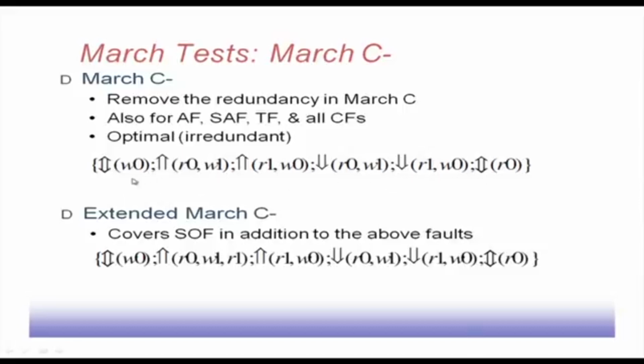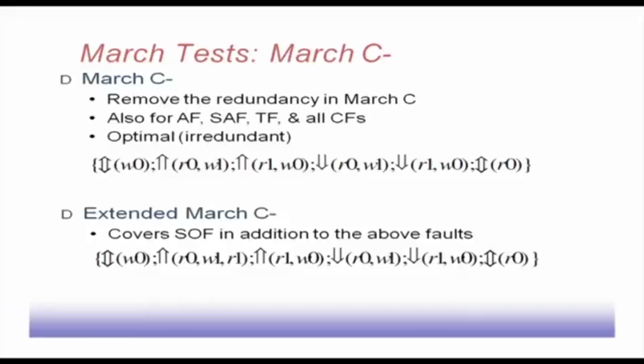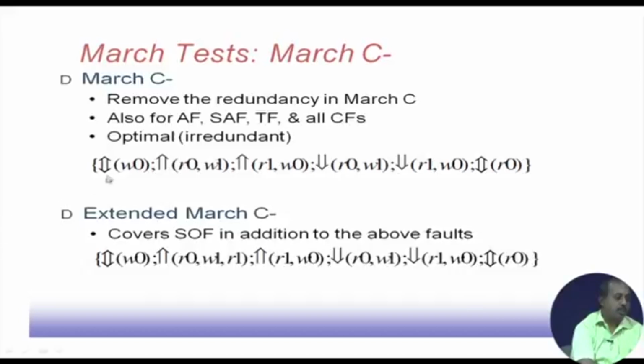Actually, all these are test algorithms. Different people at different points of time have come up with these test algorithms. That is why we are reporting all of them. March C minus is reported to be doing like this: write 0, then read 0, write 1, then read 1, write 0, read 0, write 1. So, like that it is done.